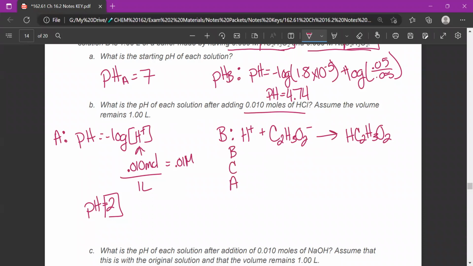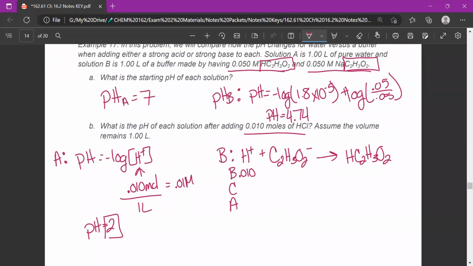Okay, so I'm going to make a BCA for this reaction. It's always a BCA table first. How many moles do I start with of each of these? Well, the H plus, I added 0.01 moles. C2H3O2 minus, let's see. I had 0.05 molar, 1 liter. That's 0.050 moles of this. I also have 0.050 moles of this. Okay, so I'm going to do minus x, plus x, 0.010 minus x, 0.050 minus x, 0.050 plus x.